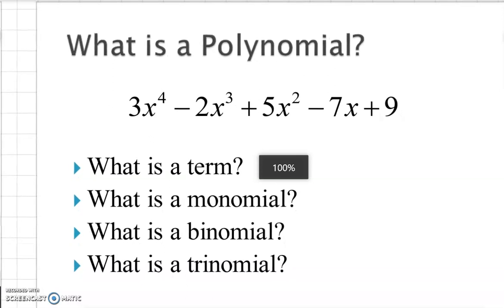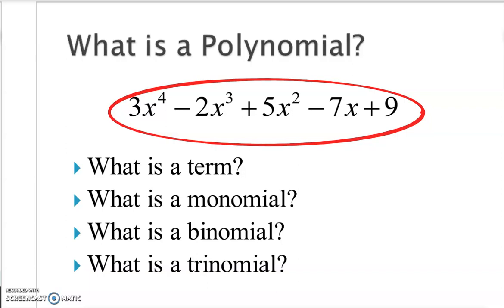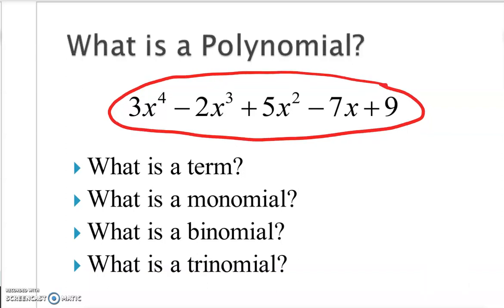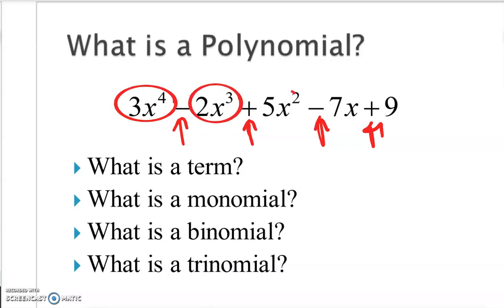What is a polynomial? A polynomial is simply an expression that has more than two terms or several terms. So you can see we have an expression here with several terms. Terms are separated by addition and subtraction signs. So you can see we have some addition and subtraction signs, which means each of these individual little expressions here are called terms. So this certain polynomial has 5 terms. So that's what a term is.